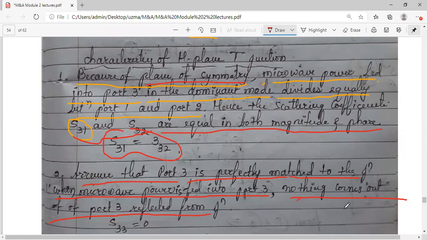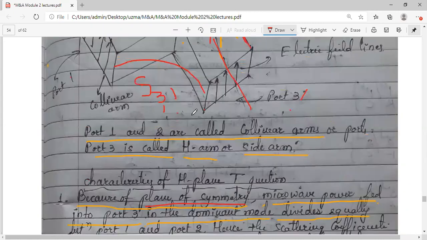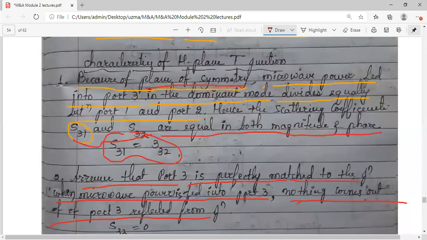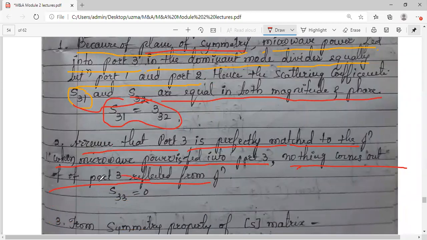So it will not hit the junction and come back to port 3. If it is a perfectly matched junction, when the power is transmitted, nothing will come out and be received at port 3, because port 3 is your perfectly matched junction. I am assuming that port 3 is a perfectly matched junction. That is, the scattering coefficient S33 will be equal to 0. S33, input and output are both port 3. So S33 is equal to 0. Perfectly matched junction, no reflections. S33 is equal to 0.